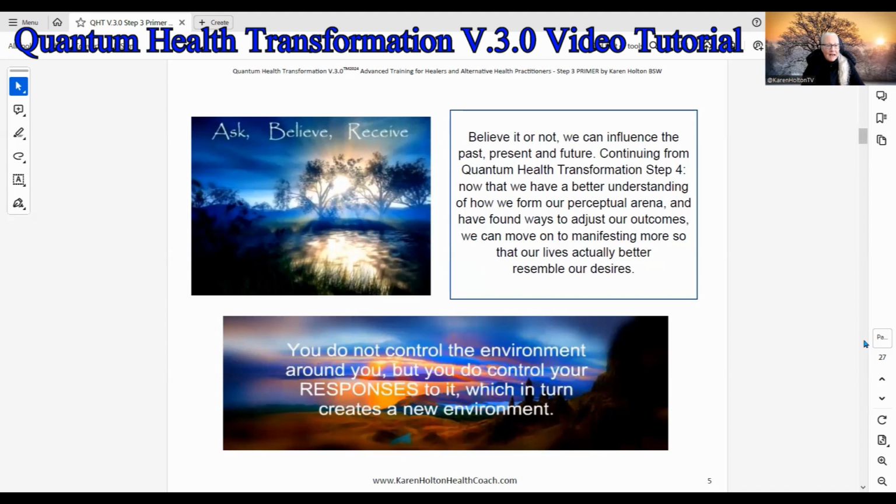So let's start with ask, believe, receive. Believe it or not, we can influence the past, present, and future. Continuing from Quantum Health Transformation Step 4, now that we have a better understanding of how we form our perceptual arena and have found ways to adjust our outcomes, we can move on to manifesting more so that our lives actually better resemble our desires. You do not control the environment around you, but you do control your responses to it, which in turn creates a whole new environment.